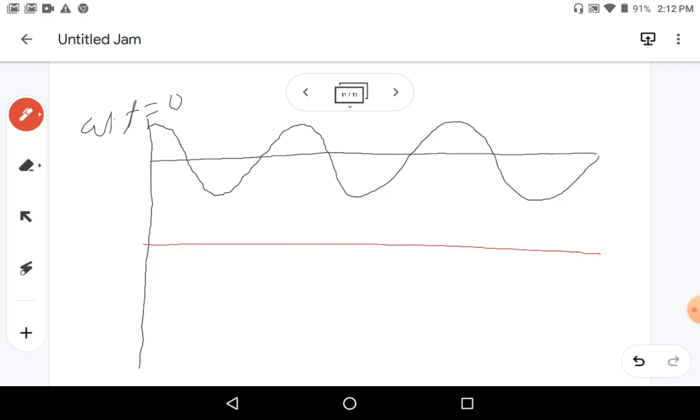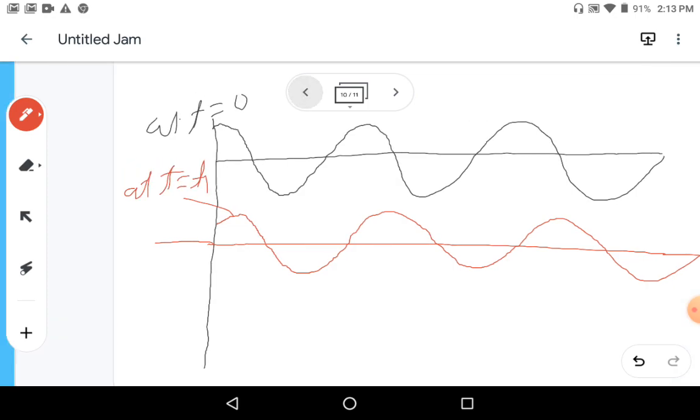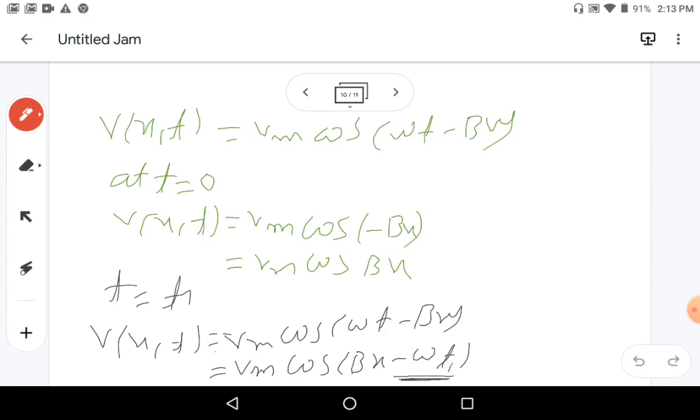Vm cos of beta x minus omega t1. So the curve is like that. This instant is at t equals t1. Now we take the third instant, at t equals t2.